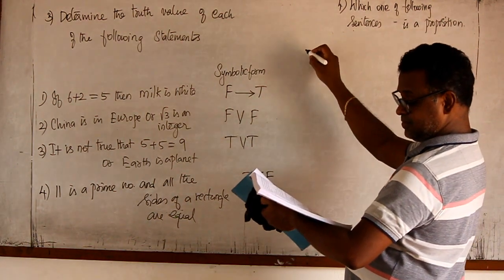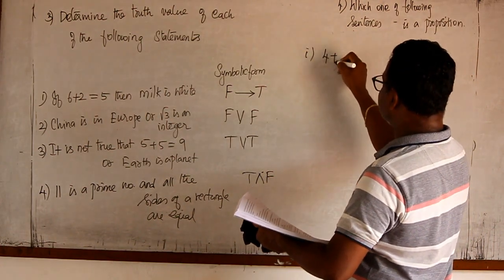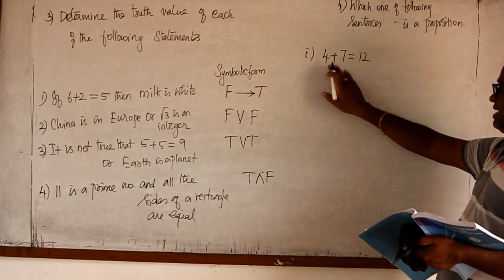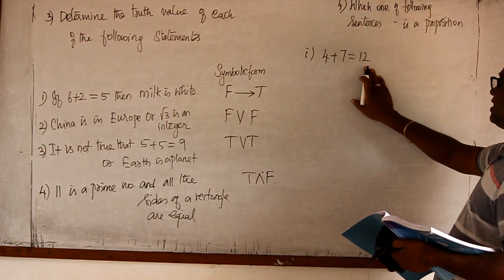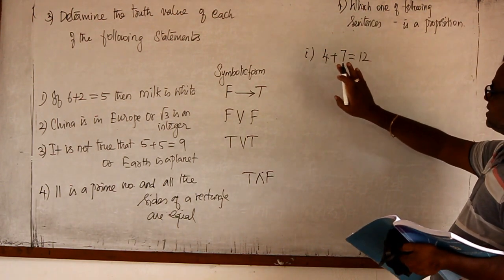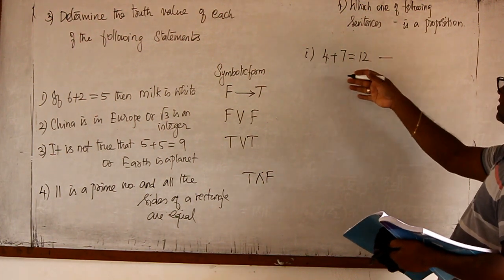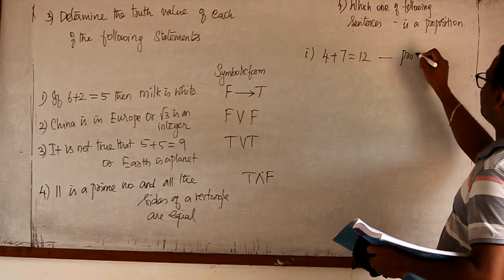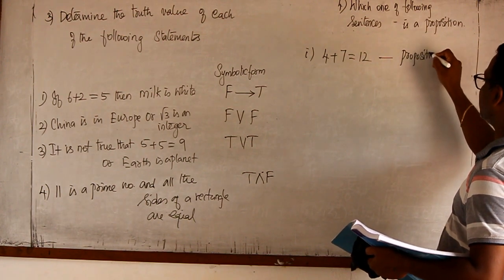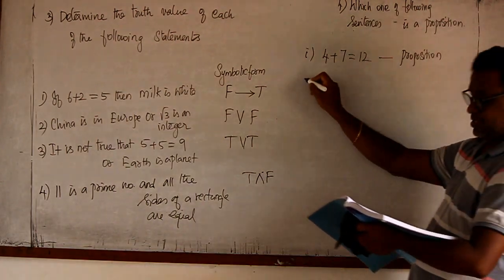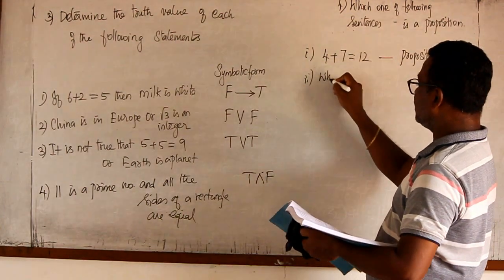For example, 4 plus 7 equal to 12. 4 plus 7 is 11, but it is given as 12. So it is a false statement. So it is a statement, a false statement, so it is a proposition. A wrong proposition, that's all. But it is a proposition. Understand? Now, second one.